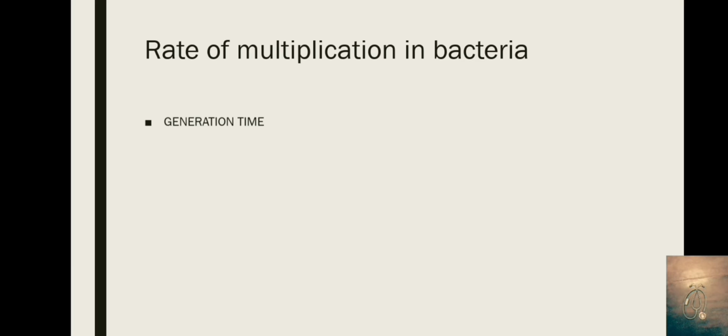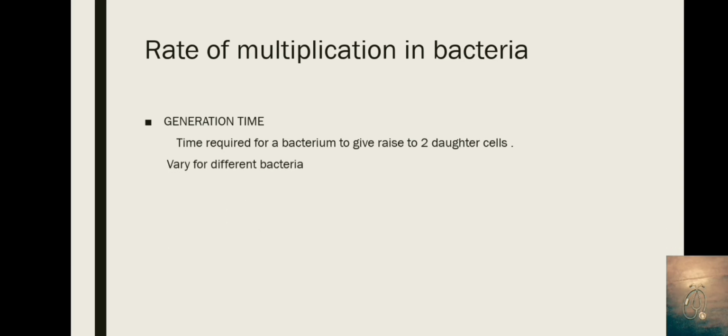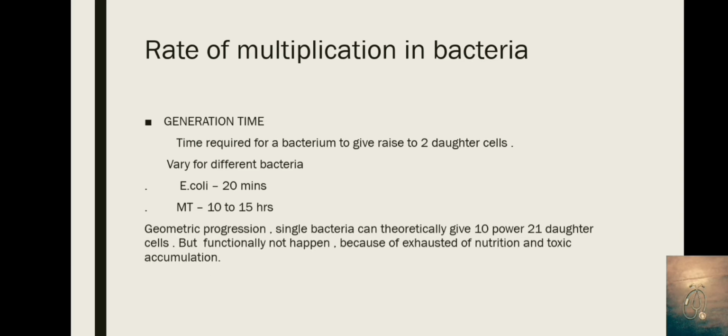And coming to rate of multiplication in bacteria. The rate of multiplication in bacteria is the generation time. Generation time means the time required for a bacterium to give rise to two daughter cells. It's different for different bacteria. For example, E. coli takes 20 minutes to give two daughter cells. Mycobacterium tuberculosis takes 10 to 15 hours to give two daughter cells.